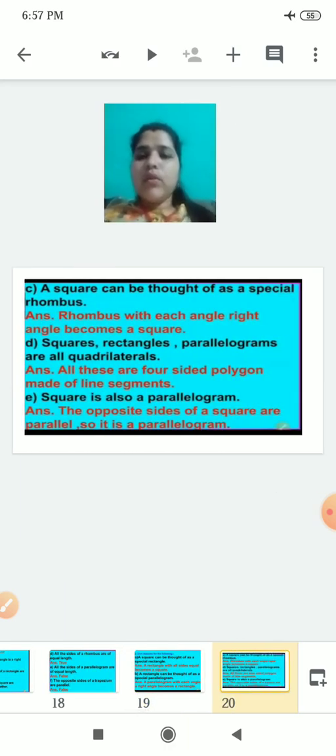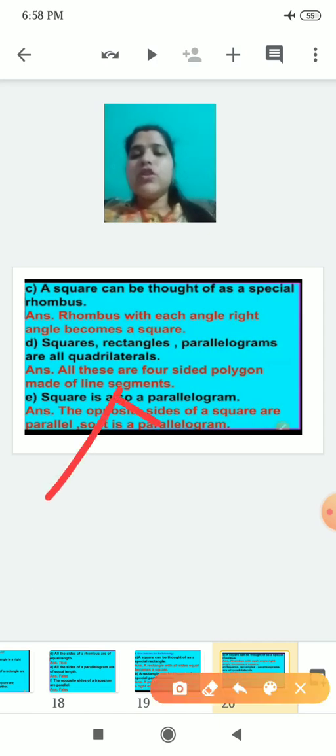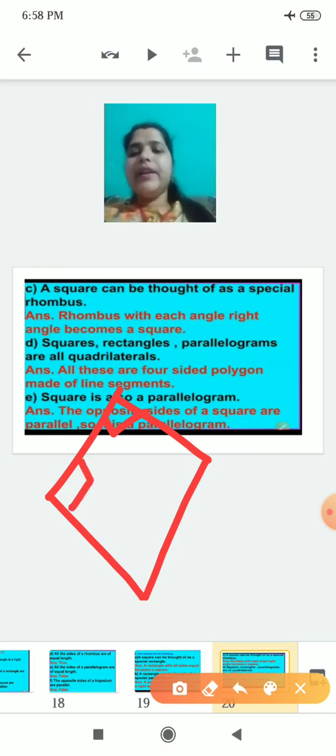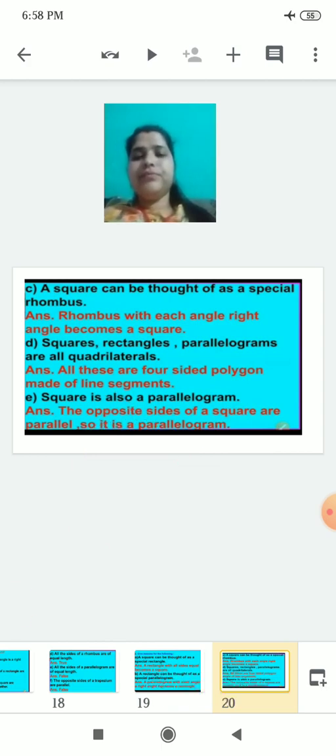We have question number C. A square can be thought of as a special rhombus. Square can become a rhombus. Yes, because both have 90 degrees. Rhombus means the shape of a kite, and this shape of a kite is known as the rhombus shape. So all four angles are 90 degrees and equal. A rhombus with each angle a right angle becomes a square.